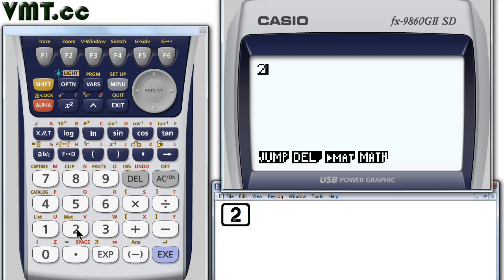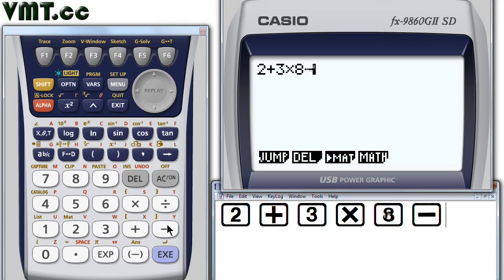Press 2 plus 3 times 8 minus 6. Execute. The answer is 20. Notice the calculator followed the correct order of operations. It multiplied 3 times 8 first, then it added the 2, and finally subtracted 6.